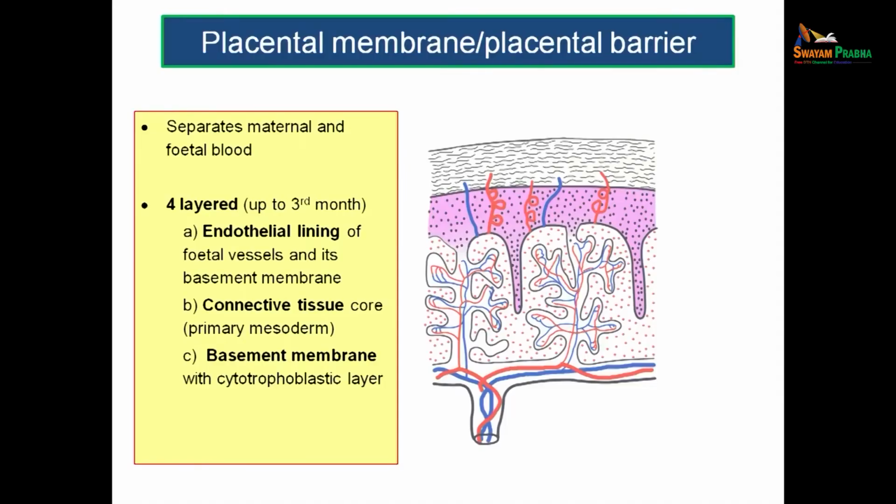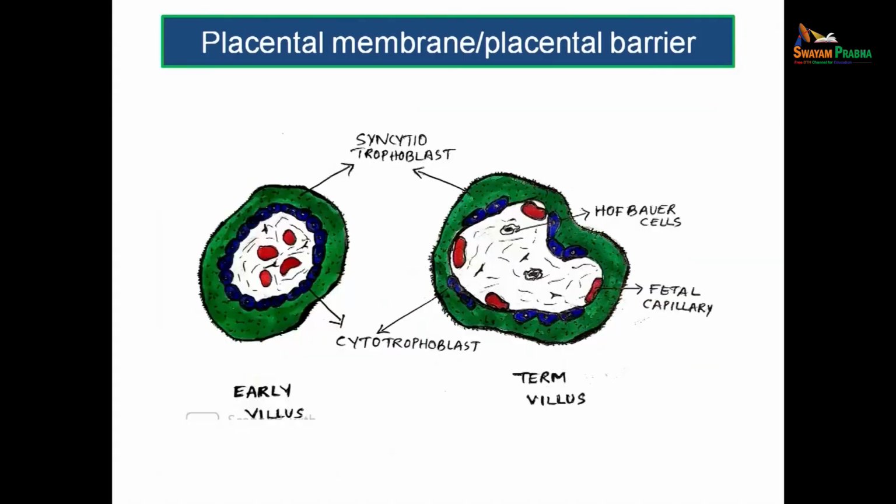After that you will be seeing the connective tissue, that is the primary mesoderm. Then you will be seeing the basement membrane of the cytotrophoblast along with the cytotrophoblast layer, followed by the syncytial trophoblast. So you can see the fetal capillaries. So this is a cross section of a tertiary villus.